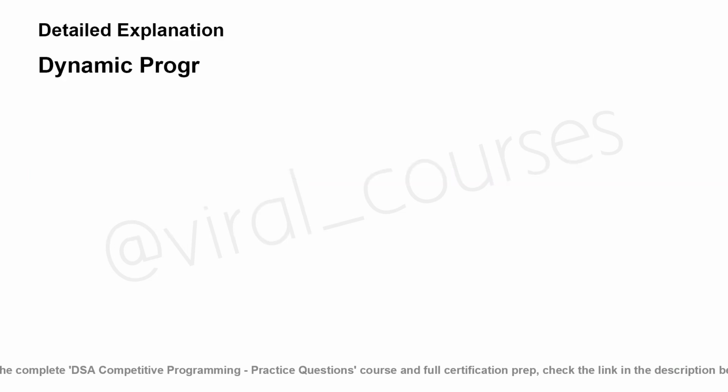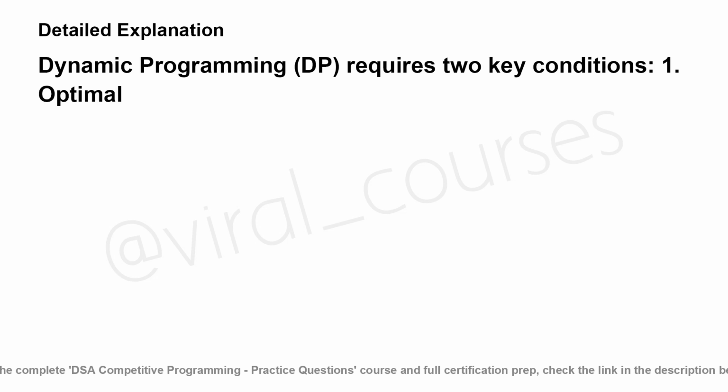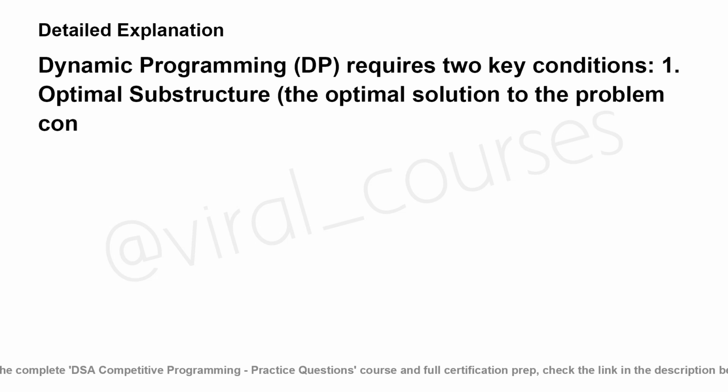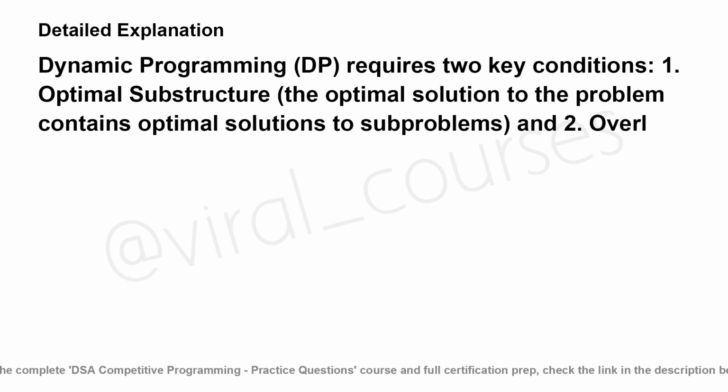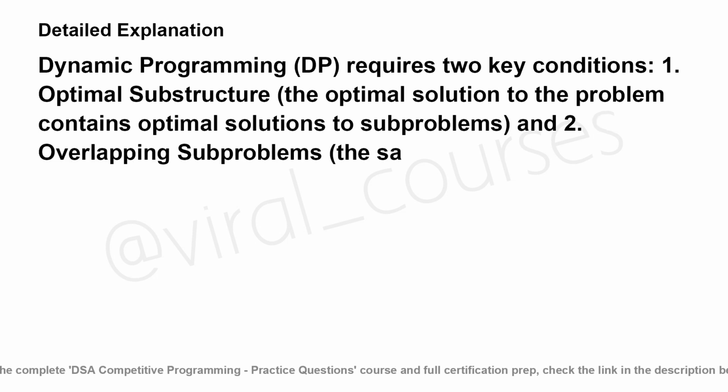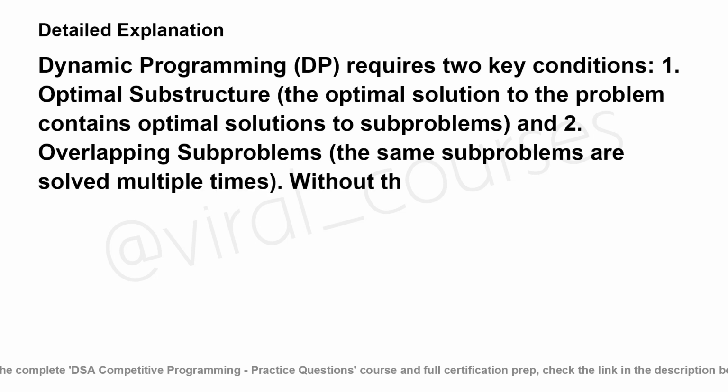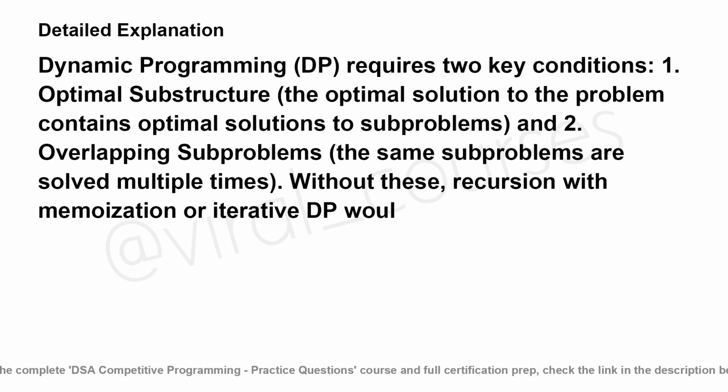Dynamic programming, DP, requires two key conditions. 1. Optimal substructure. The optimal solution to the problem contains optimal solutions to subproblems. And 2. Overlapping subproblems. The same subproblems are solved multiple times. Without these, recursion with memoization or iterative DP would not be beneficial.